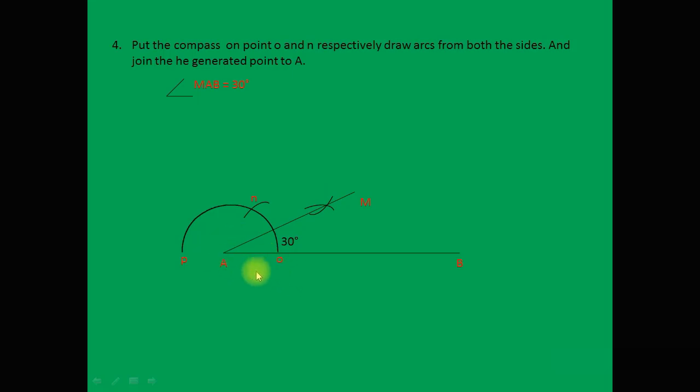So dear students, note that for 30-degree angle, first of all, put the compass at this point A and draw this large arc, and then don't disturb the compass, don't change the radius, and put the compass again here at this point O and draw an arc. Now put the compass at this point O and at this point N and draw these two arcs. When these two arcs meet each other, then join this cut point to the point A. You will get an angle of 30-degree.